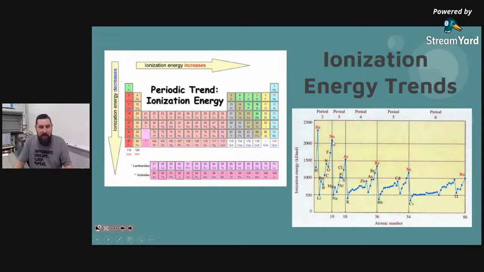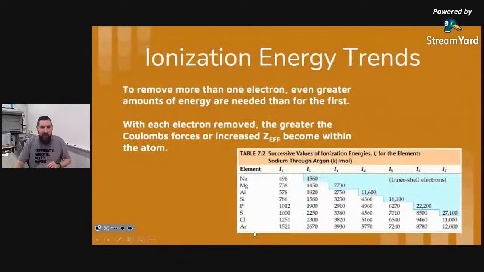So notice helium, neon, argon, krypton, xenon, radon, all in the same group. And as I go down that group, I see a general decrease. So this is two different ways that you can see ionization energy represented. Okay, so that's ionization energy.